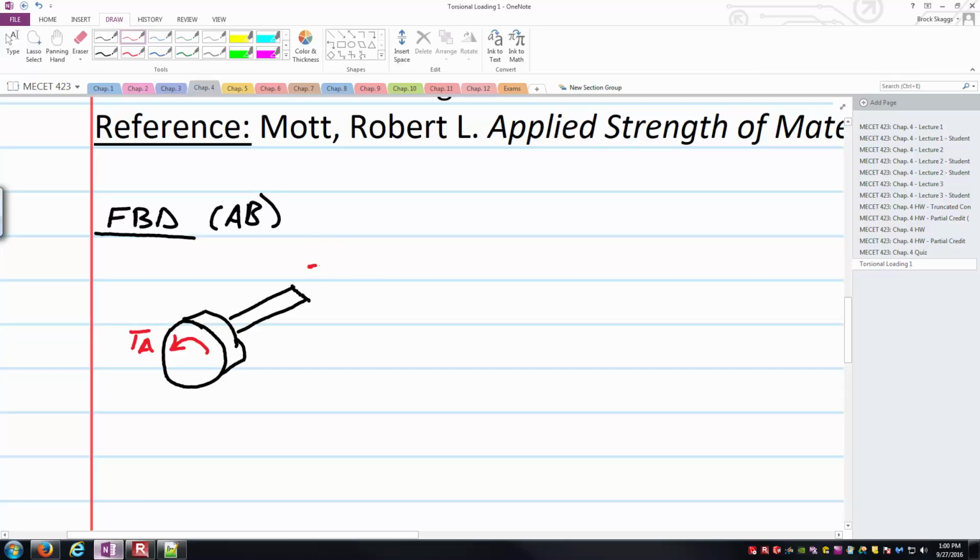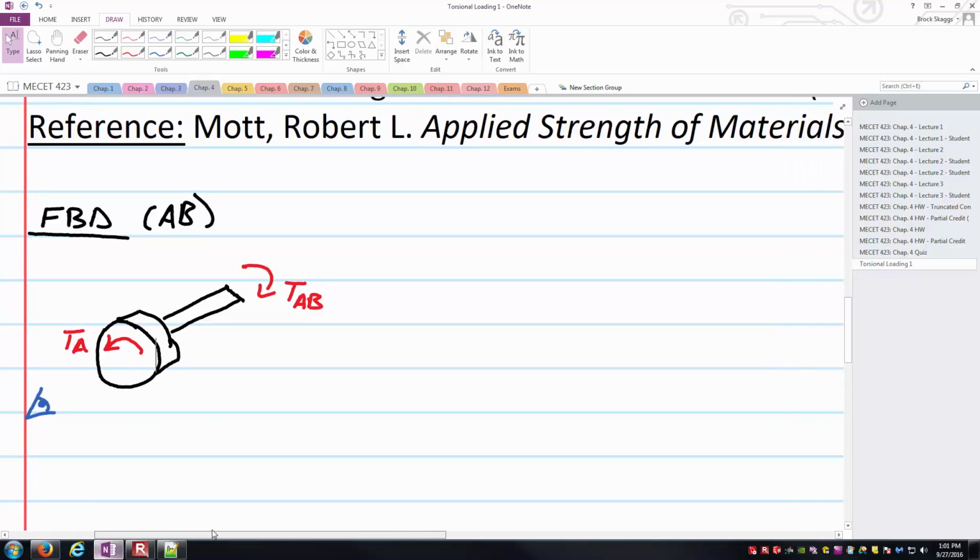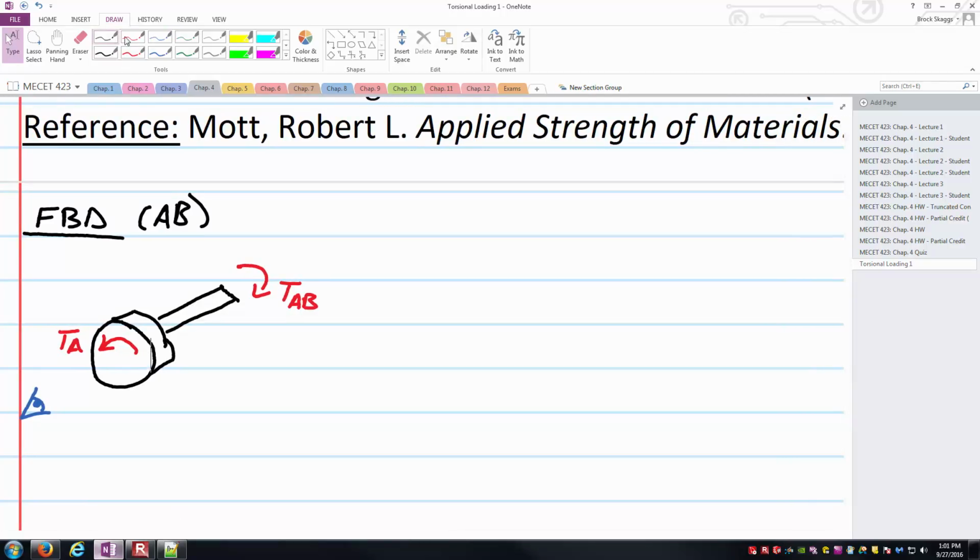And then I'm going to draw TAB, this internal torque, going in the opposite direction here. And all the time I'm thinking my perspective is always going to be right here, where I'm down and to the left looking back up and to the right at this system. That way when I write my equilibrium equations, I have a constant frame of reference there, and I don't accidentally switch my frame of reference halfway through writing my equilibrium equation.